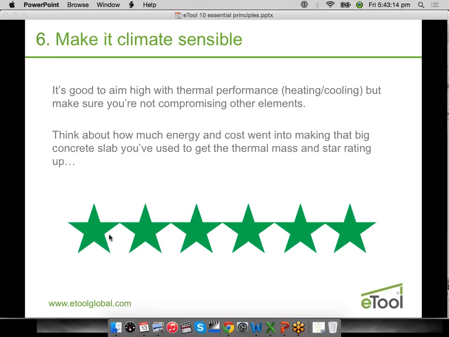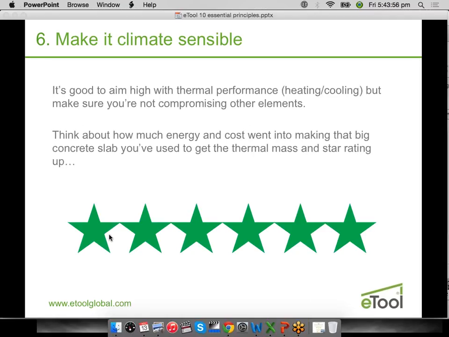Sixth principle, making climate sensible. Aiming for high thermal performance is important, but make sure you're not compromising other elements. So the point here is we've done tests on, for example, double glazing and concrete slab. If it's a suspended slab, and you're adding that thermal mass to your project to improve the thermal performance, the amount of embodied energy in the concrete itself is more than the amount of energy you save with air conditioning.